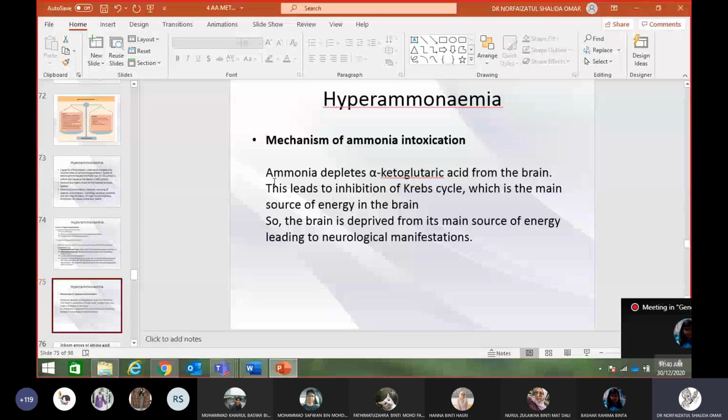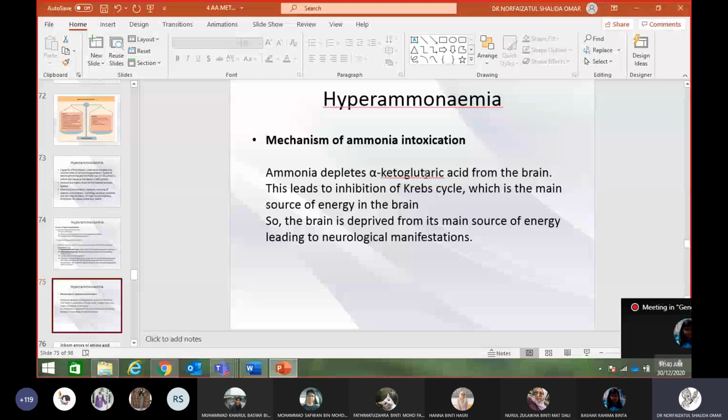All the ammonia will bind to the alpha-ketoglutarate to produce the glutamate. Okay, so this will deplete the alpha-ketoglutarate from the brain. So this leads to the inhibition, because alpha-ketoglutarate is also important for the Krebs cycle.